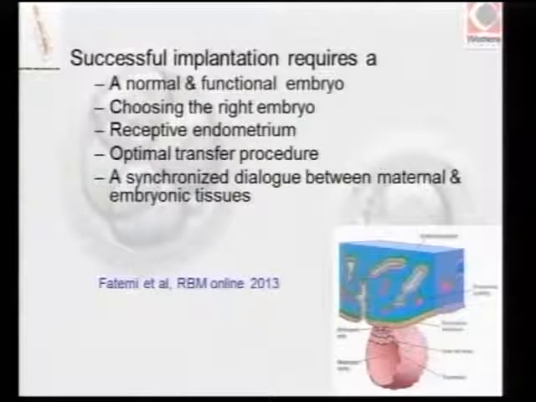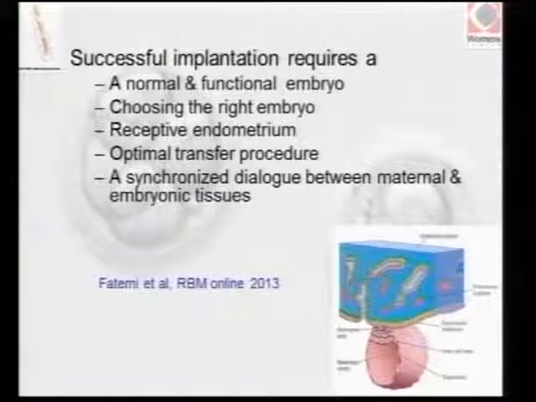What does successful implantation require? Successful implantation requires, first of all, a normal and a functional embryo. Second, the ability to choose the right embryo to put back in. Third, you need a receptive endometrium for the embryo to implant and grow. And you also have to look at your optimal transfer procedure. The embryo may be good, the endometrium may be good, but is your transfer procedure optimal is the next thing that we have to look at.